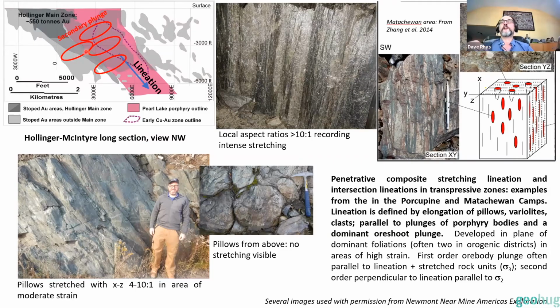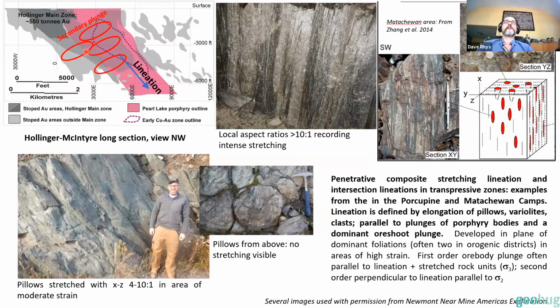So you'll see in a lot of orogenic gold deposits, if you look at longitudinal sections, you see these two ore shoot plunges. One is plunging parallel to lineation, one is perpendicular. And sometimes you'll get third and fourth order plunges where you have rock units interacting with these high strain zones, and this lithology can create other ore shoot controls as well.